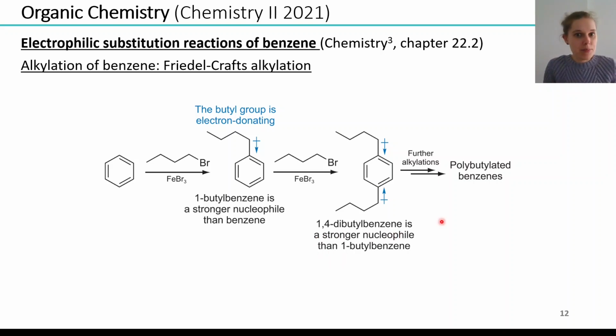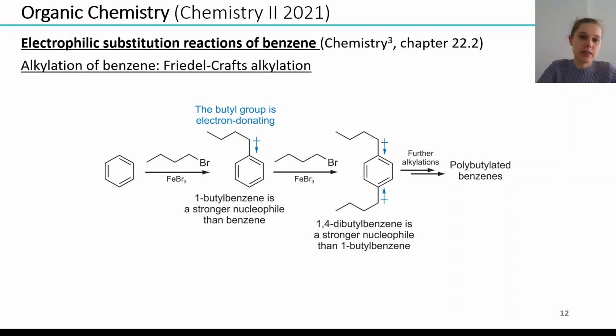And then we have the same effect. So now we have two alkyl substituents which are more electron donating, and therefore the ring becomes even more nucleophilic. And then we continue with further alkylations. And we will end up with polysubstituted benzenes. And these polysubstituted benzenes will most likely not end up with 6 substituents.